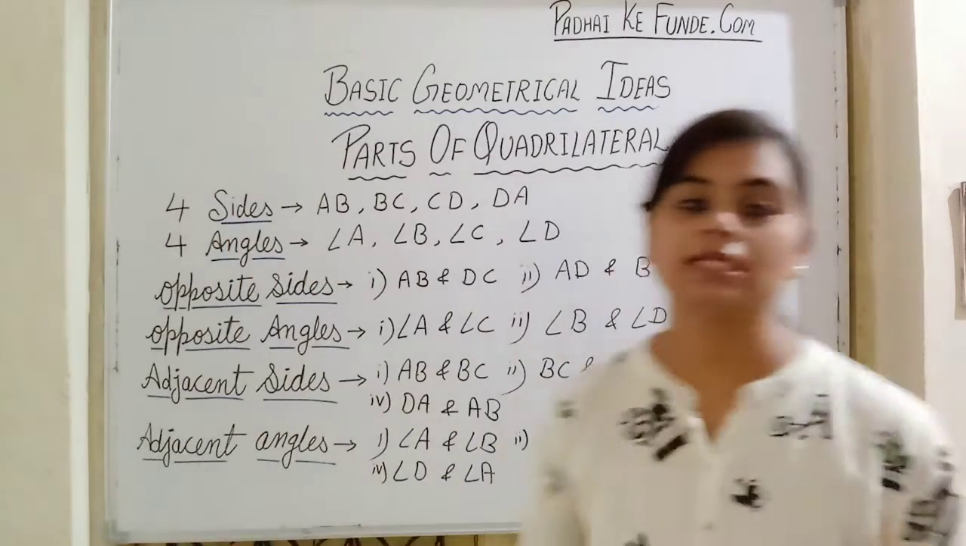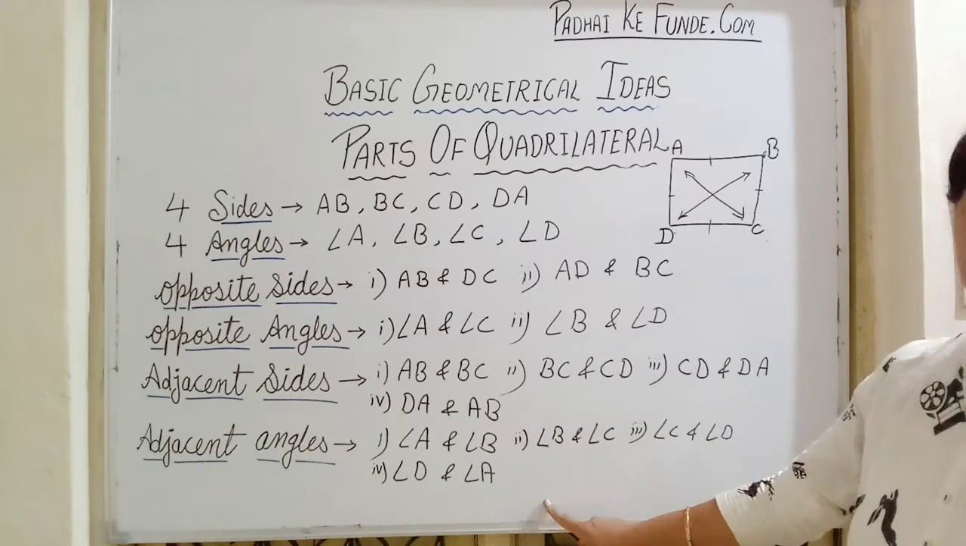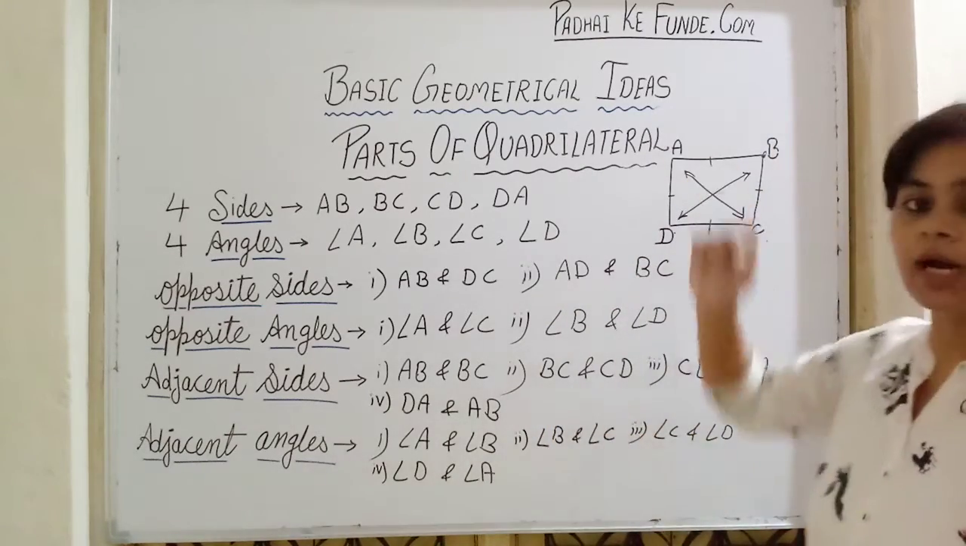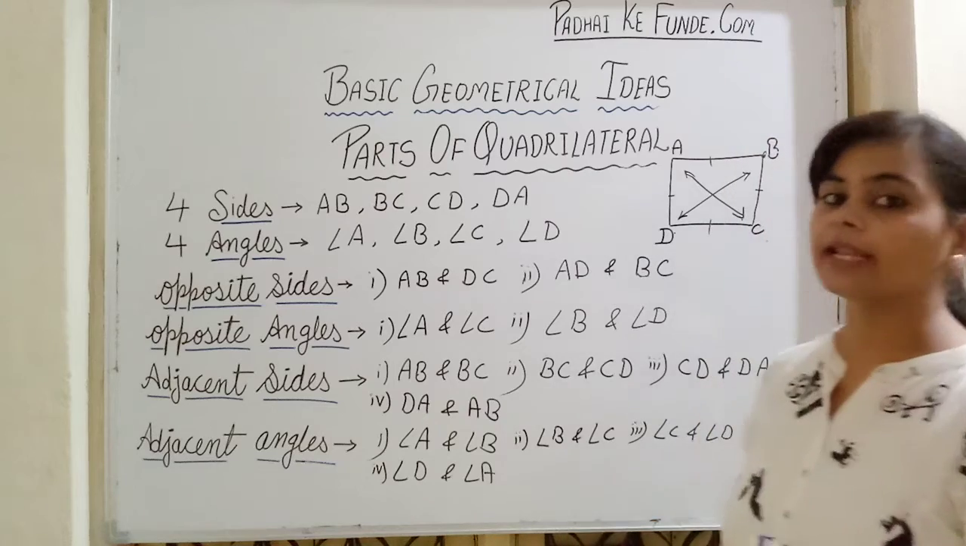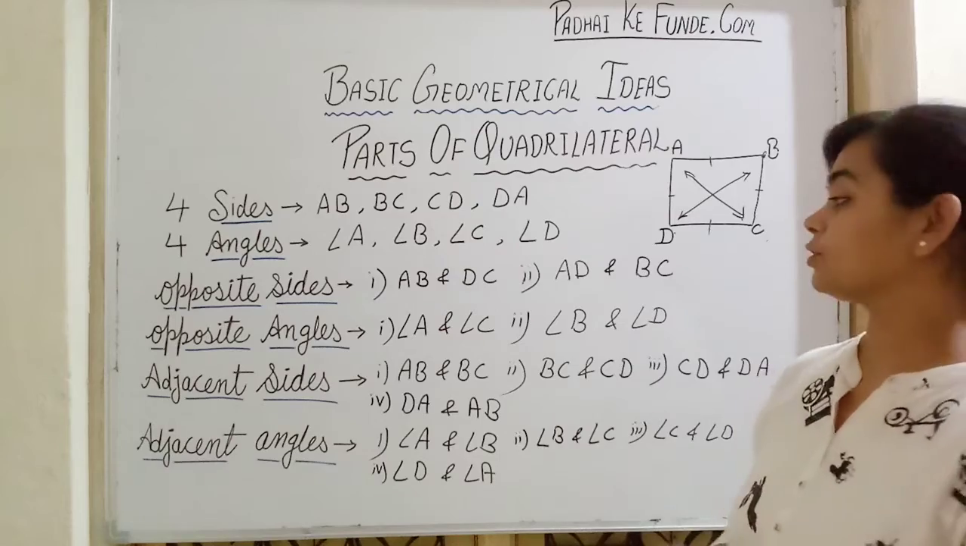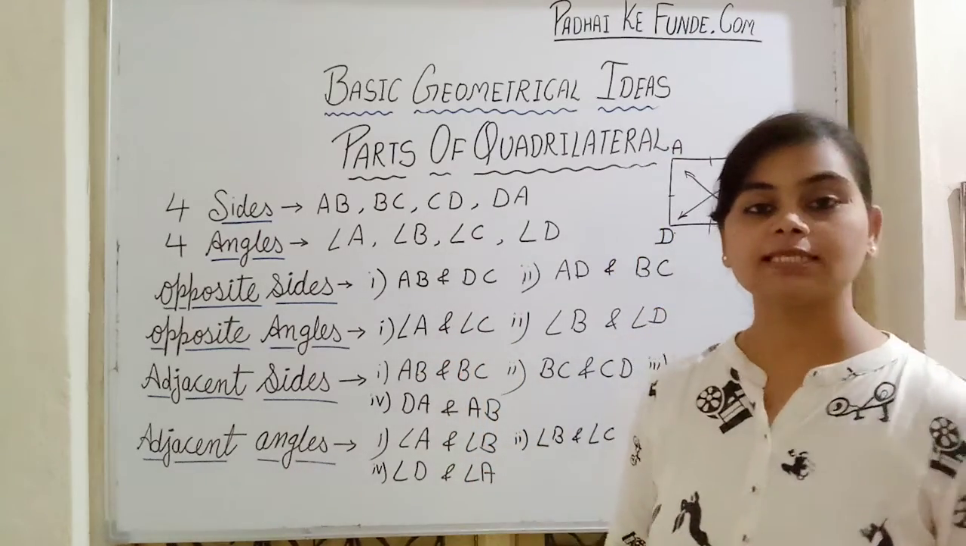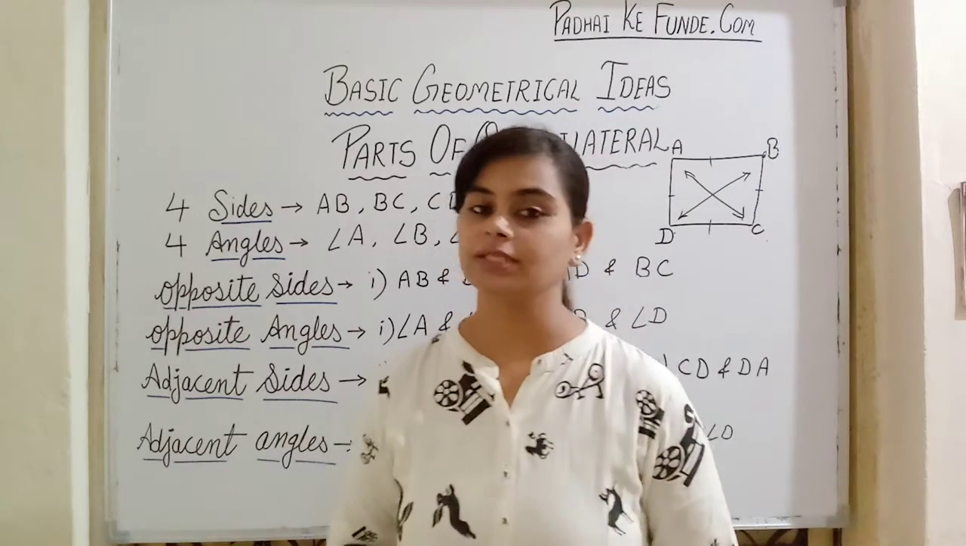So as you can see, we have maintained the continuity here in the sides and angles also. So the continuous ones are the adjacent sides and adjacent angles. Here we have seen the simplest manner to find out the opposite sides and angles as well as the adjacent sides and angles in a quadrilateral.